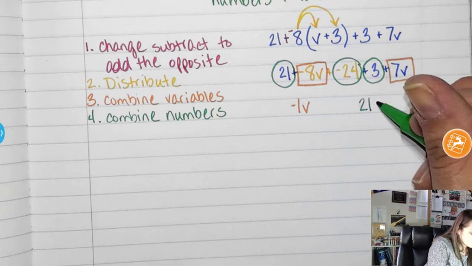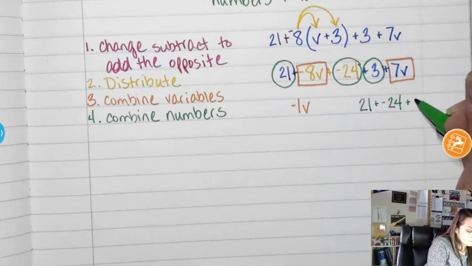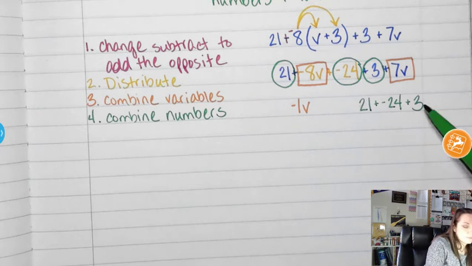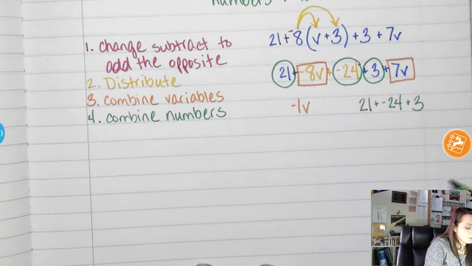No, I'm almost there. 0. What's 21 plus 3? And then 24 and a negative 24 is 0.